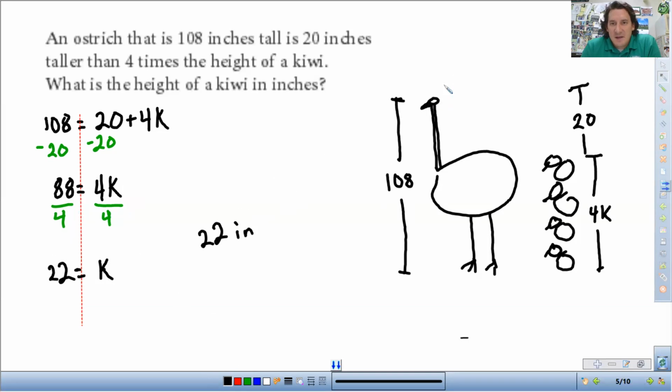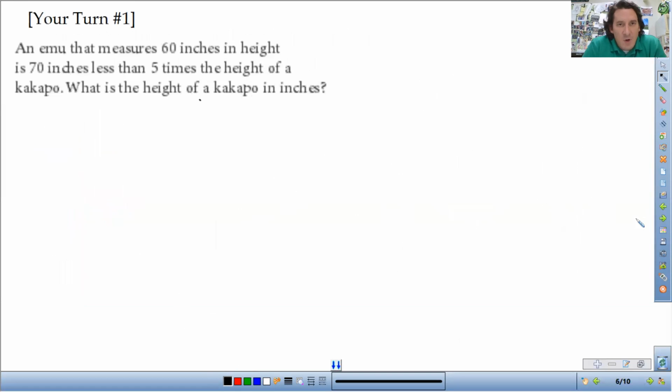The ostrich, 108 inches, that's like 9 feet. So ostriches are really tall. So here's a problem for you. Go ahead and pause the video and give this a try on your own, and then check your answer. I'm going to work through it right now.